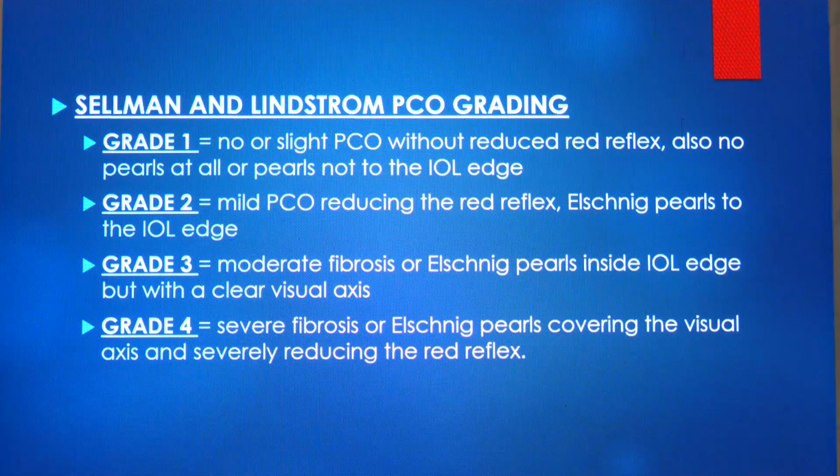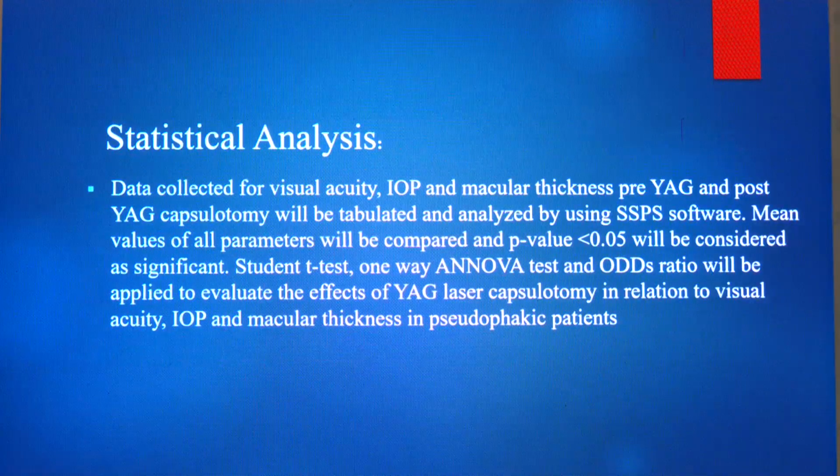Selman and Lindstrom PCO grading is as follows. There are 4 grades of this grading system. Grade 1 includes no or slight PCO without reduced red reflex, also no pearls at all or pearls not to the IOL edge. Grade 2 is mild PCO reducing red reflex, with Elschnig pearls confined to the IOL edge. Grade 3 is moderate fibrosis or Elschnig pearls inside the IOL edge but with a clear visual axis. And grade 4 is severe fibrosis or Elschnig pearls covering the visual axis and severely reducing the red reflex.